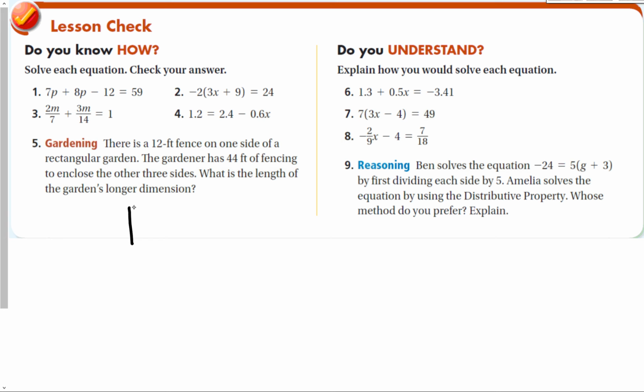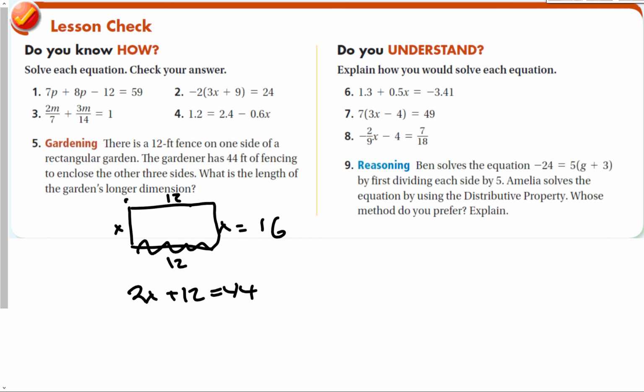Because if I have a rectangle and I know that this side is 12, this side has to be 12. These two sides are x. Longer dimension, so I wrote this backwards. Okay, but we already have this fence right there. So 2x plus another 12 feet, because these two sides have to be the same, is going to be equal to 44. And that's my setup. Subtract 12, divide by 2, gives me 16. Okay, so this side is 16. And again, I just drew the picture a little backwards.